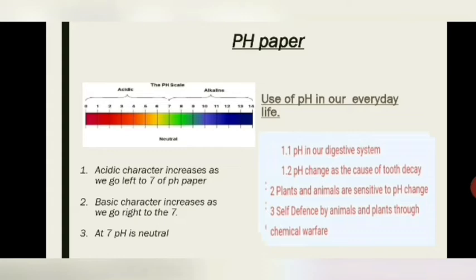In the second point, we can see that basic character increases as we go to the right from 7, right? From 7 it is going to 14, so similarly, its basic character is also increasing. If we take a base and put pH paper in it, then its color will go from green, to bluish or violet. This helps us to analyze that this is a base, right?